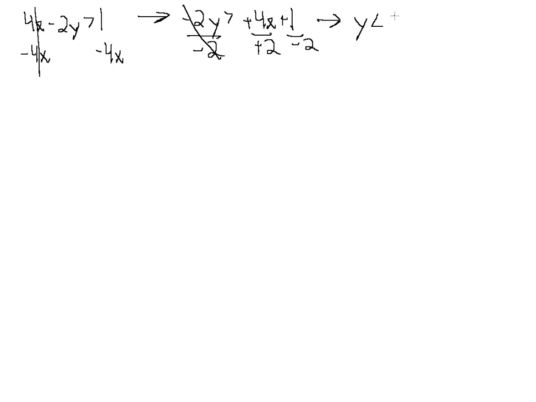These 2 negatives cancel. 4 over 2 is the same as 2 times x. 1 divided by minus 2 is just minus 1/2. All right, now here is our linear inequality in slope-intercept form.